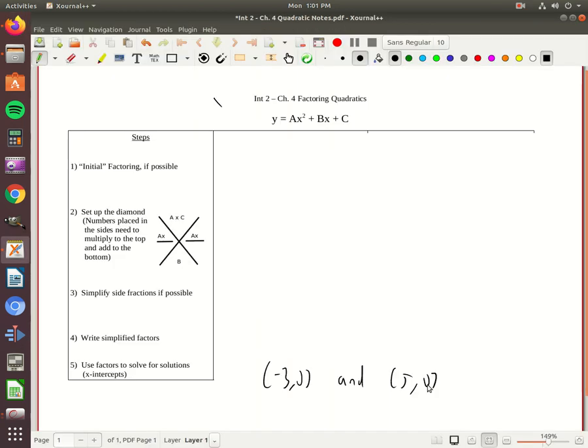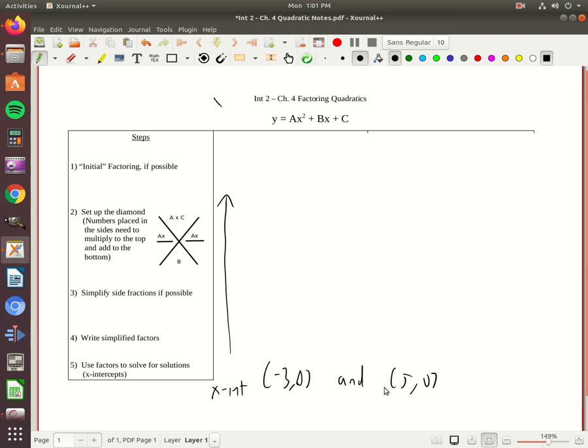Kind of fun. It works backwards. What if I started with negative 3, 0, and 5, 0? What if I told you these were the x-intercepts? Can you work backwards in order to get the equation? So I would love it if you would pause the video right now and actually try this. I think you would find it kind of interesting and see if you could do it or not.